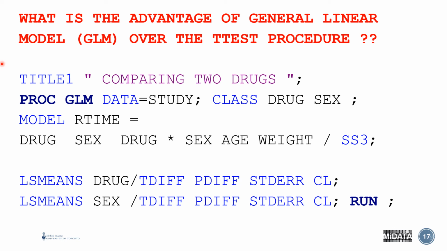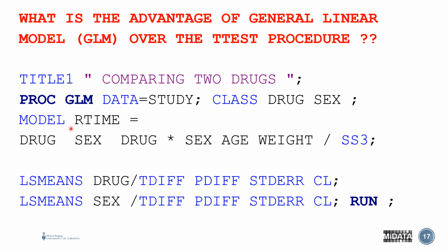So what's the advantage of using GLM, the general linear model procedure, over the t-test procedure? Well, let's just say we have another analysis to perform. In this case, it's comparing 2 drugs. So your reaction time when you're on one drug versus the reaction time when you're on another drug. And we also know that the reaction to the drug is different depending on your sex. And it's possible that your age and weight will also affect your reaction time when on that drug.